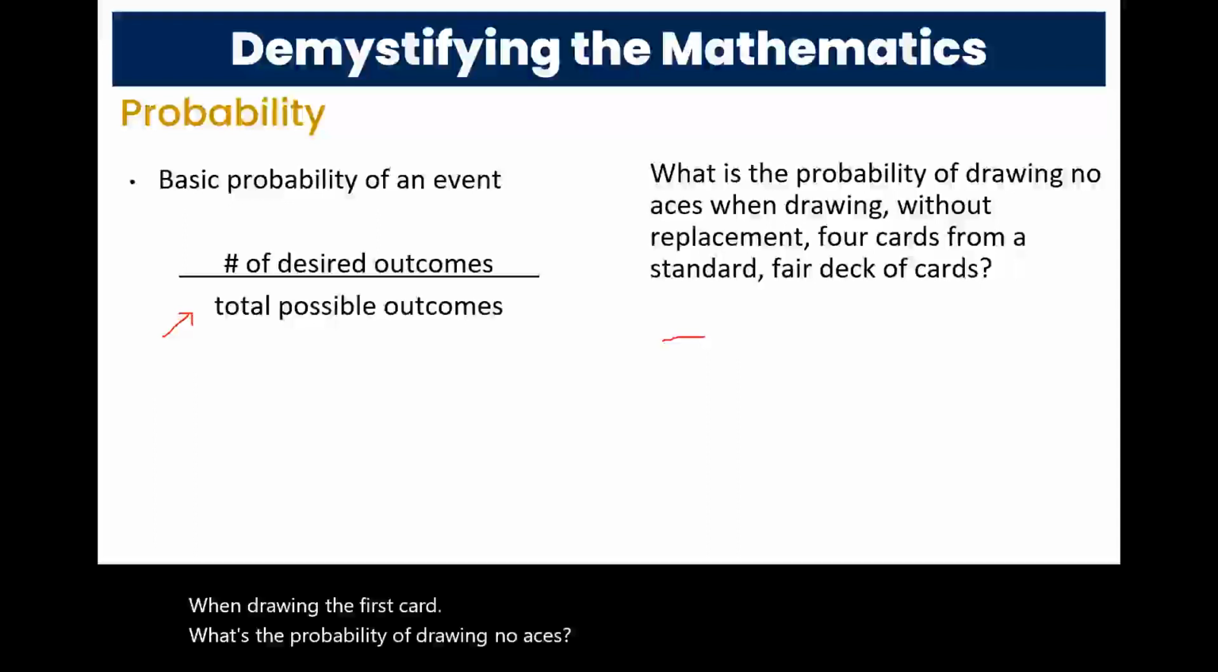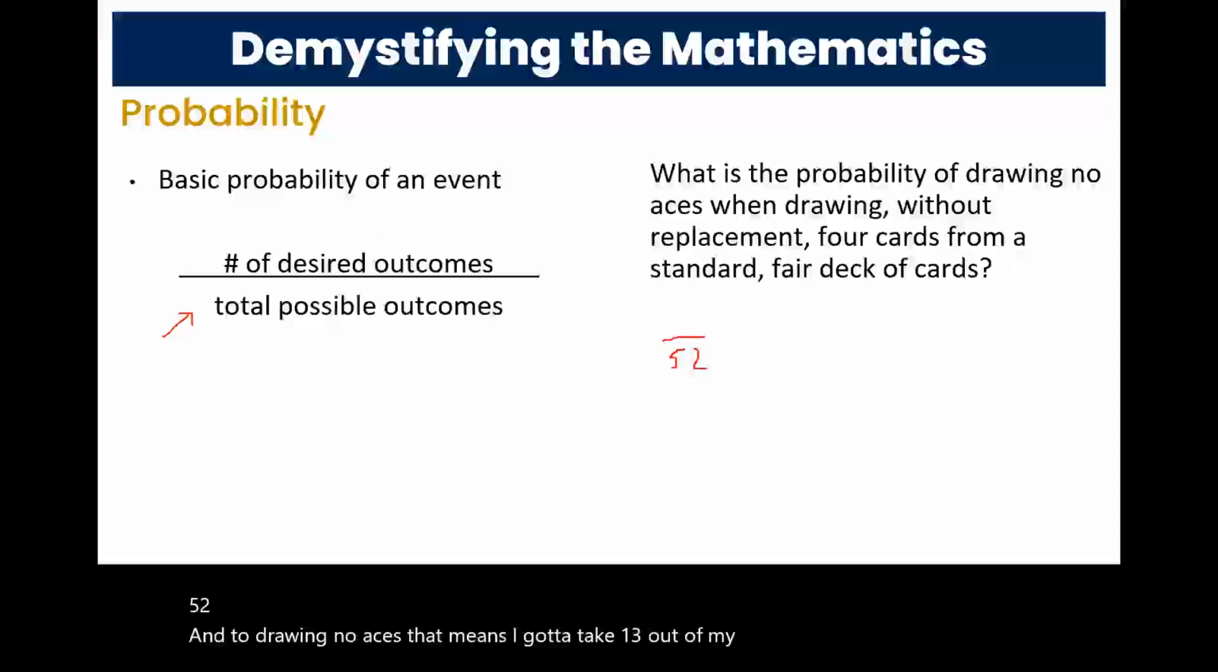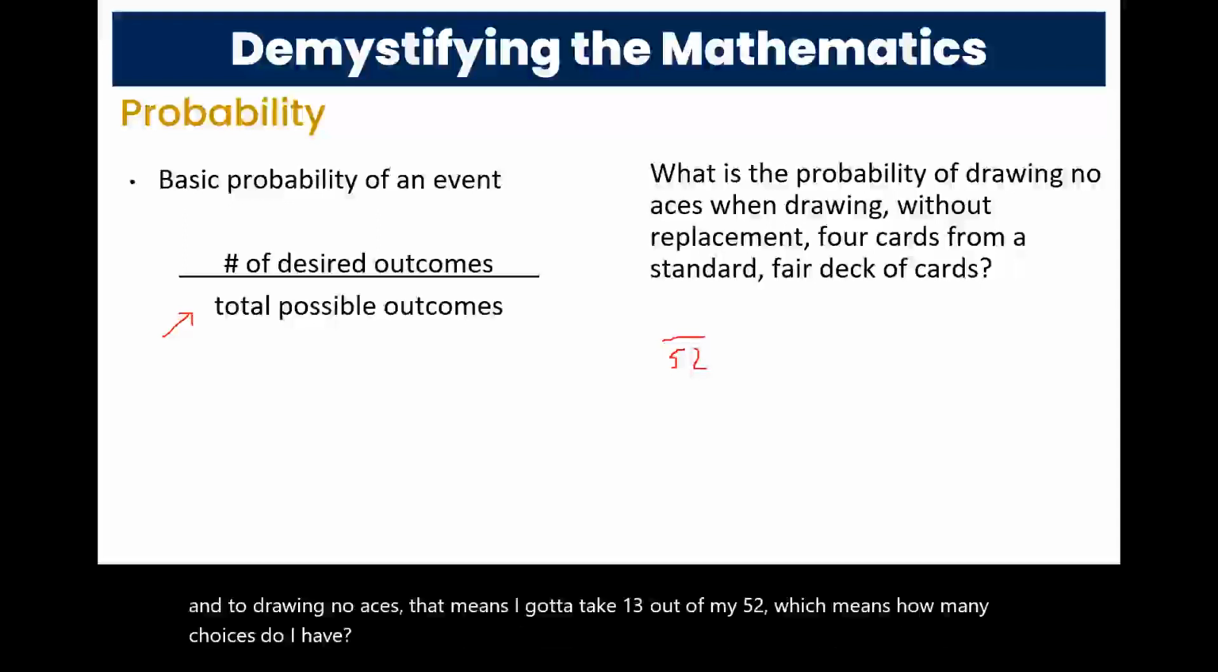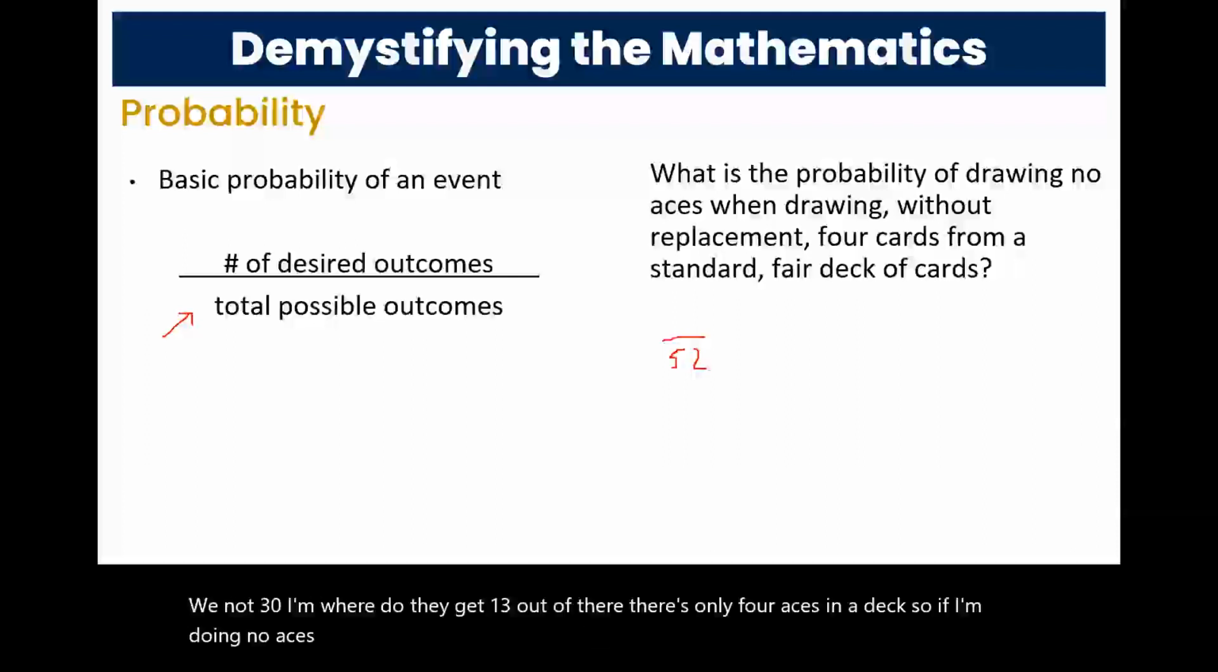So how many cards are there? How many possibilities are there? 52. And to draw no aces, that means I got to take 13 out of my 52, which means how many choices do I have? Would it be 40? Wait, not 13. Where did I get 13 from? There's only 4 aces in a deck. So if I'm doing no aces, it's 52 minus 4. 52 minus 4, which is what?